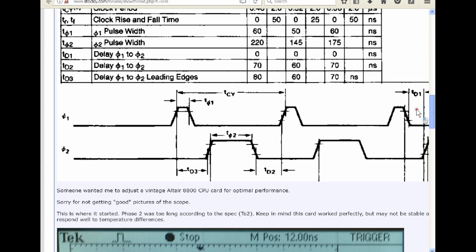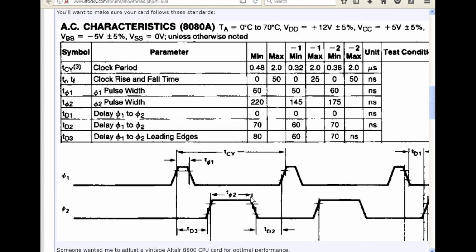Now the clock circuit, well, this is the Intel notes he's got in the middle here, consists of two components of the clock. There's what they call phase two and phase one, and the important bits as far as we're concerned are T01, which needs a minimum of 60 nanoseconds, T02, which has to have a minimum of 220 nanoseconds, and the other critical bit is TD2, which is the gap between the falling edge of phase 2 and the rising edge of phase 1, and TD2 is a minimum of 70 nanoseconds.